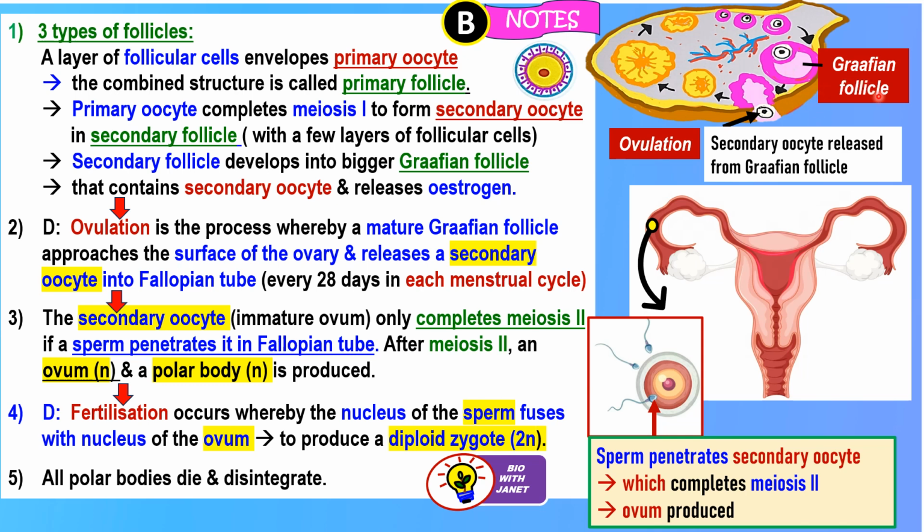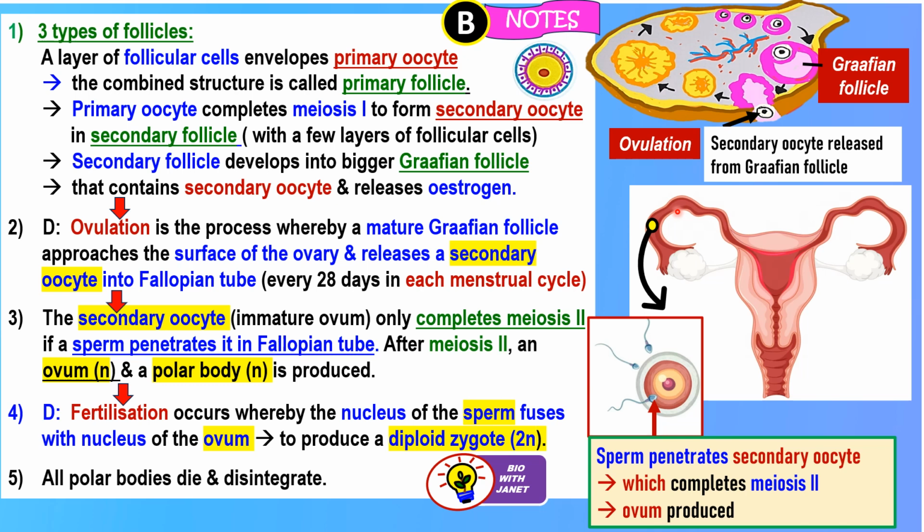Next is the process of ovulation. After the development of the follicles, ovulation occurs. So ovulation is the process whereby a mature Graafian follicle approaches the surface of the ovary here and releases the secondary oocyte into the fallopian tube. So one secondary oocyte is released into the fallopian tube every 28 days. That means in each menstrual cycle, right? Then the secondary oocyte, as seen here, is released and it will move through the fallopian tube.